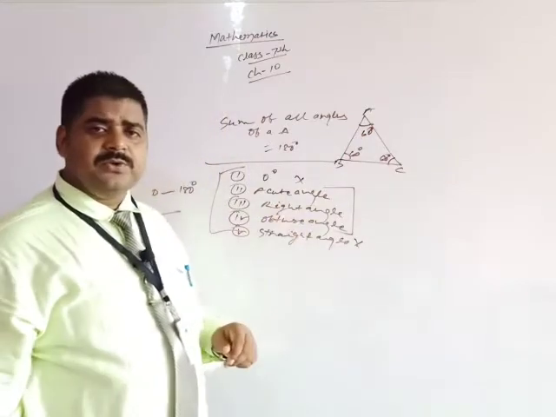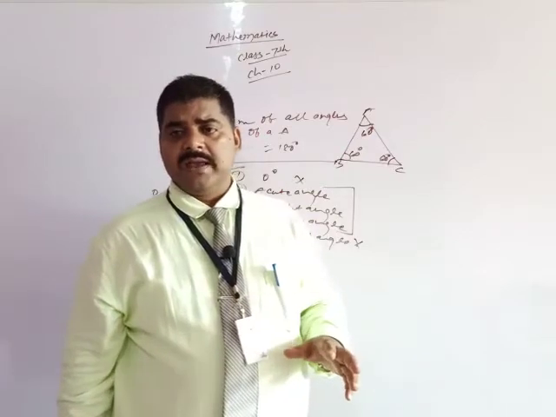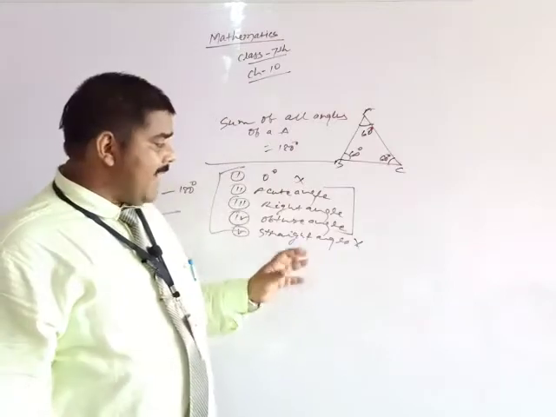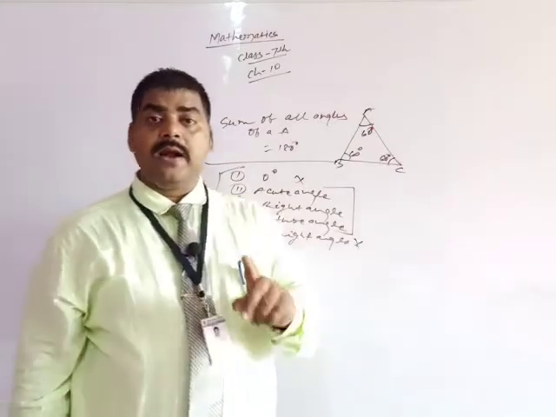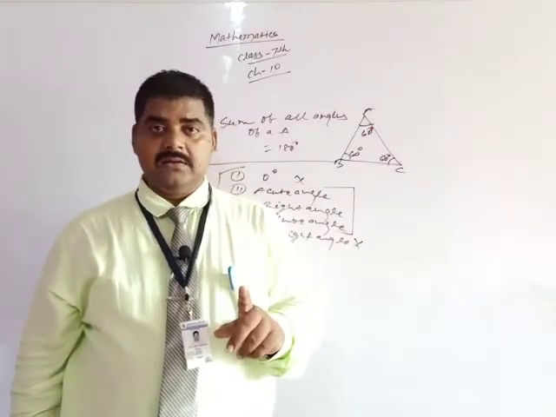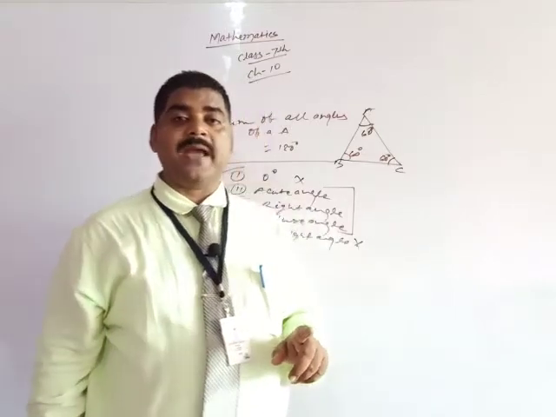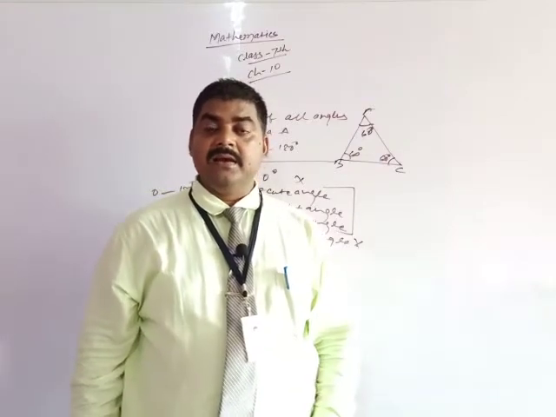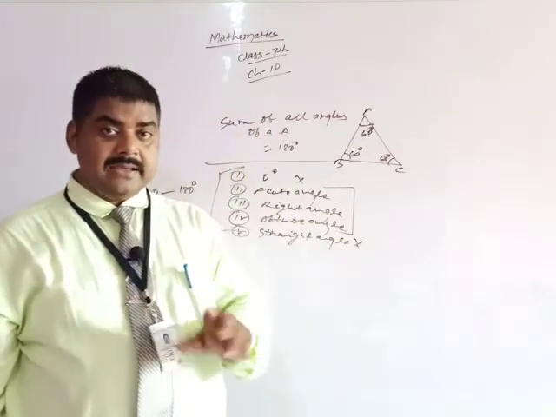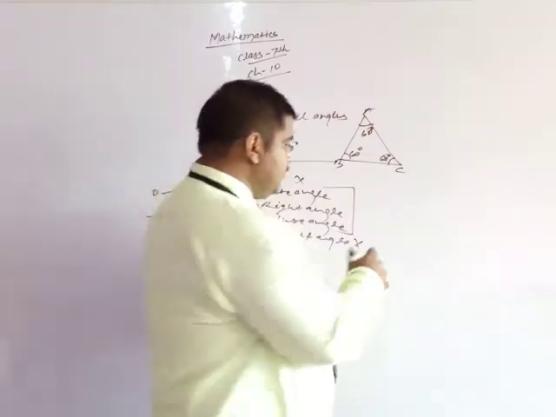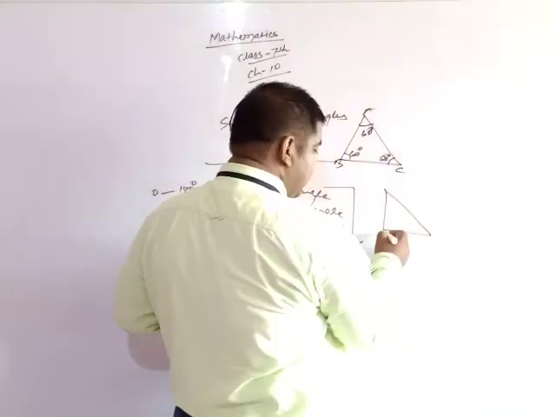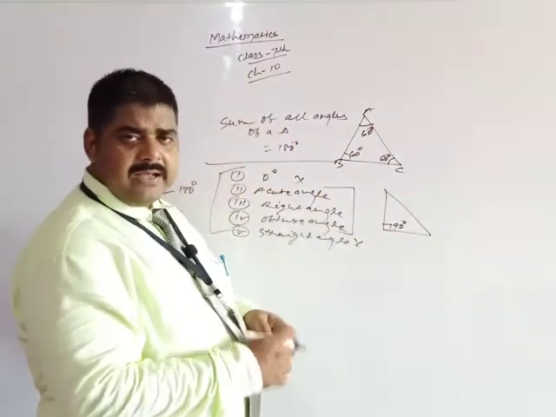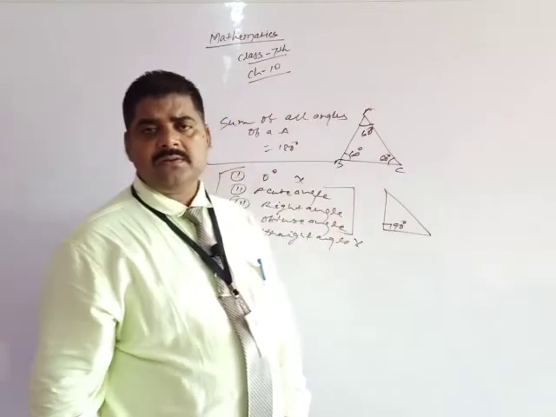Regarding right and obtuse, there is a condition. A triangle is known as a right angle triangle, this is the second one, if one angle is a right angle. Right angle means the magnitude of the angle is 90 degrees. And you know very well that this is a triangle, and if one angle is 90 degrees, then a second 90 degree angle cannot be possible.